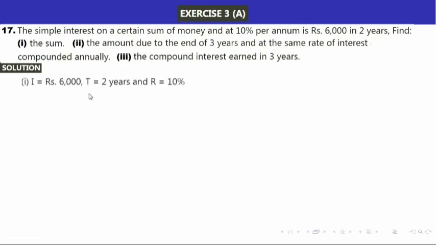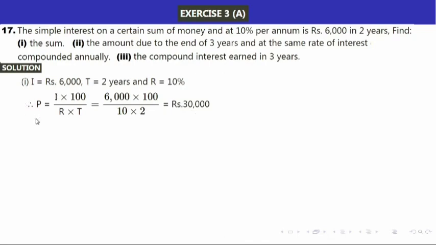Initially, the interest is given to be 6,000, time is 2 years and rate is 10%. In order to calculate the sum, that is the principal, we make use of this formula from simple interest. Let's put the values: I is 6,000, R is 10 and T is 2. Do the cancellation, and it turns out to be 30,000. That means the sum, or the principal, is 30,000.